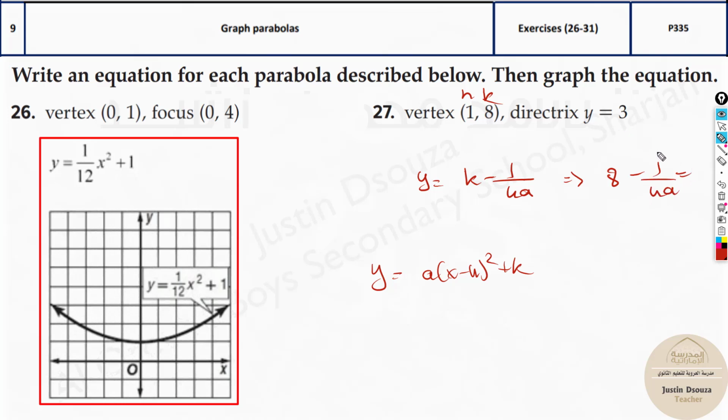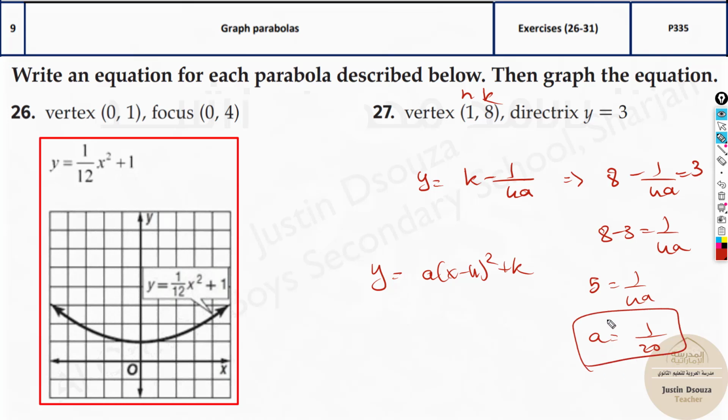That is equal to what? 3. The y value is given as 3. So let me take this to the other side, and 8 minus 3 equals positive 1 by 4a. When you solve it, 5 is equal to 1 by 4a. Let me take a to the other side. It'll be 4 times 5, that is 20. So a is 1 by 20.